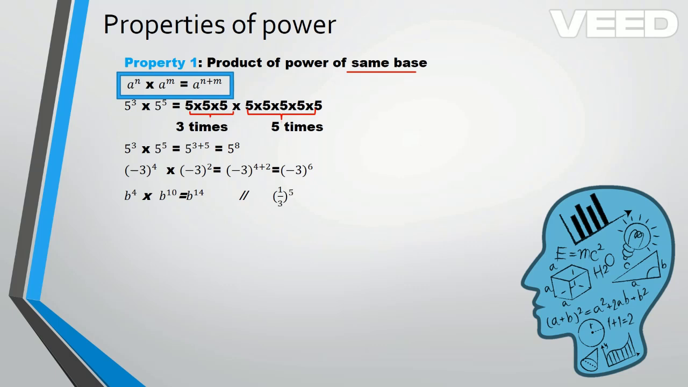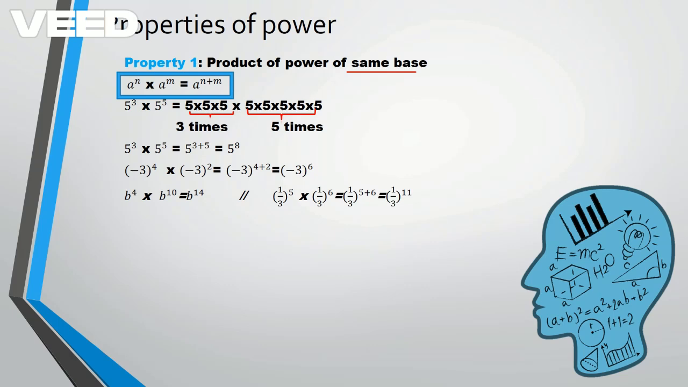The next example is a fraction. 1 over 3 exponent 5 multiplied by 1 over 3 exponent 6. Here we have product of power of same base. The base 1 over 3 is the same. So we keep the base 1 over 3 and we add the exponent. 5 plus 6 equal 11. So the answer is 1 over 3 exponent 11.